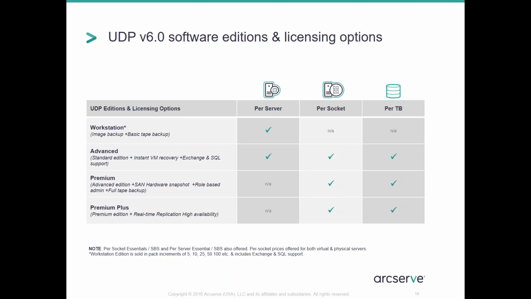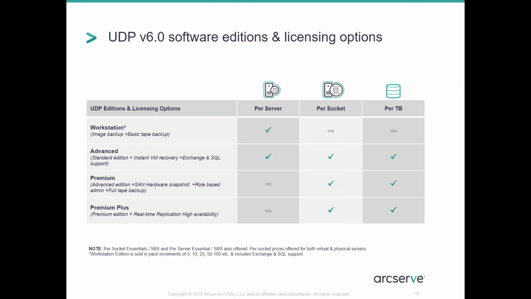And then we have the Premium Plus, which is basically everything that's in Premium, plus it has our real-time replication and high availability software, Arcserve RHA, included in that license. You can actually mix per socket and per server licenses, so you could have 10 sockets at Premium Plus, 70 sockets at Premium, and 20 sockets at Advanced if you wanted, or you can mix per server and per socket as well.